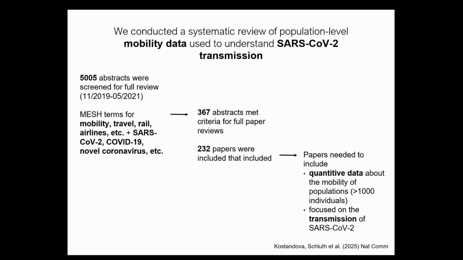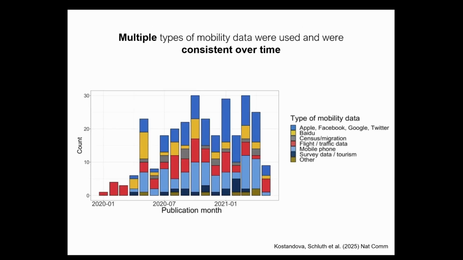All of these papers needed to include quantitative data about mobility of populations, and they had to focus on the transmission of SARS-CoV-2. For example, there are a number of papers that came out at this time about effects of having COVID that impacted your gait and mobility in that way, but those weren't the things that we were really interested in.